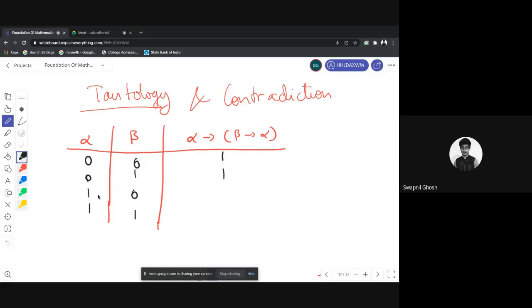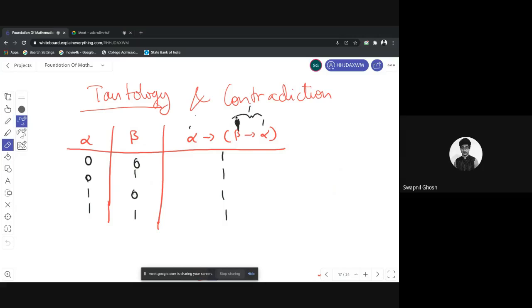Now in this case, alpha is 1 and beta is 0. Again, if beta is 0 and alpha is 1, we know that this is true. So the entirety of this is 1 and this is 1. The entirety of this will be 1. And again, if beta is 1 and alpha is 1, this is 1 and this is 1.